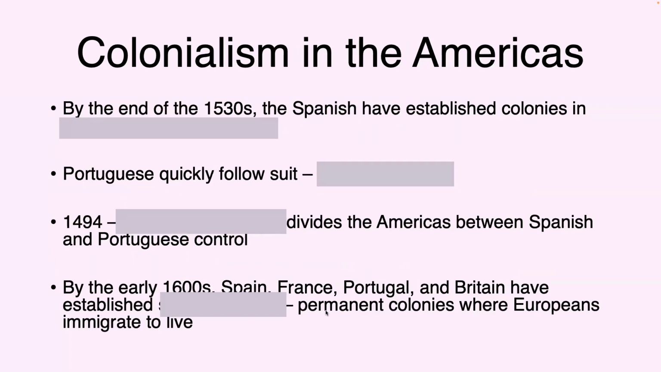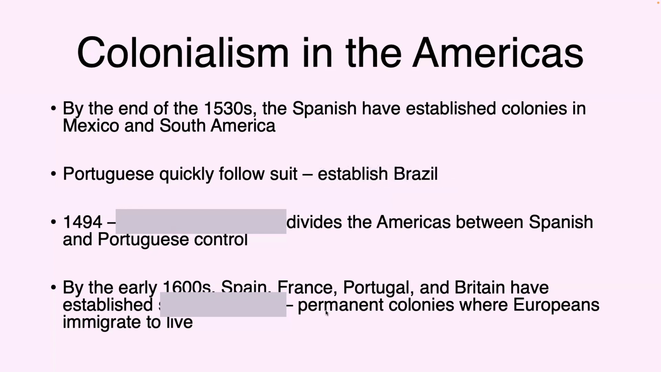So, Columbus landing in the Bahamas is really the beginning of quite an intense colonization campaign on the part of the Spaniards. By the end of the 1530s, the Spanish have established colonies in Mexico and South America. They have really taken control of the Aztec Empire. They have used internal conflicts to take control of the Incan Empire and have established control over large swaths of land. Now, the Portuguese quickly follow suit, and they are able to establish the colony of Brazil.